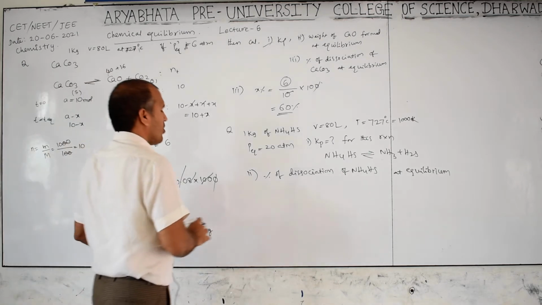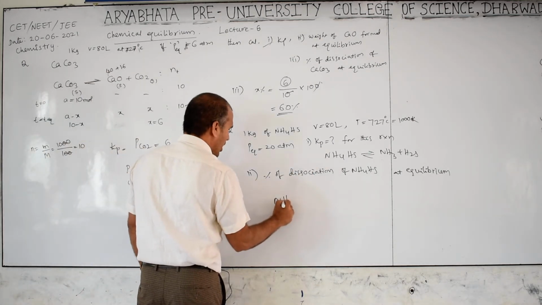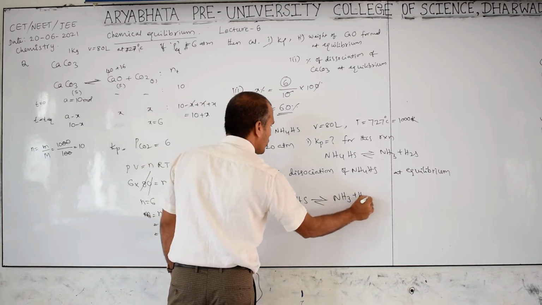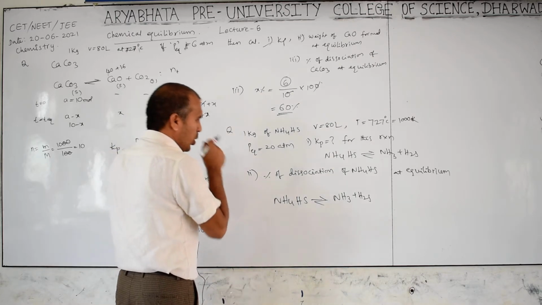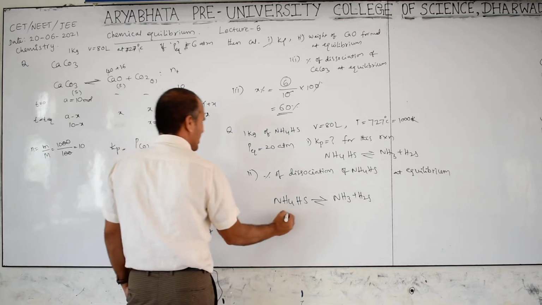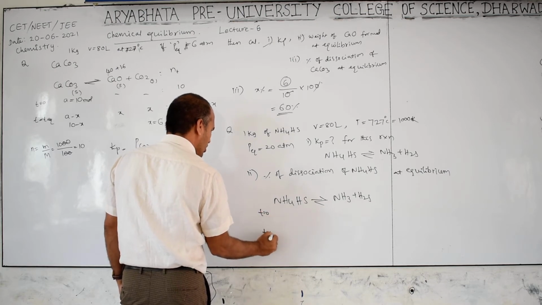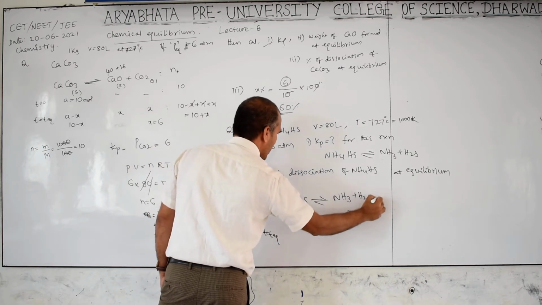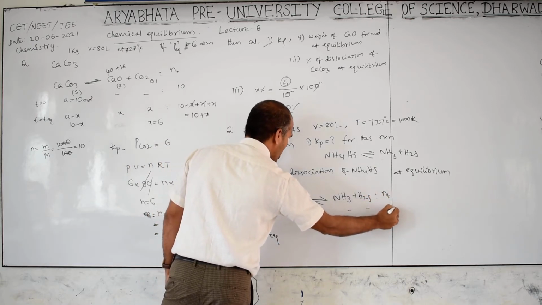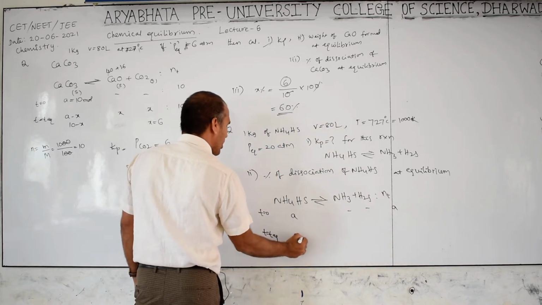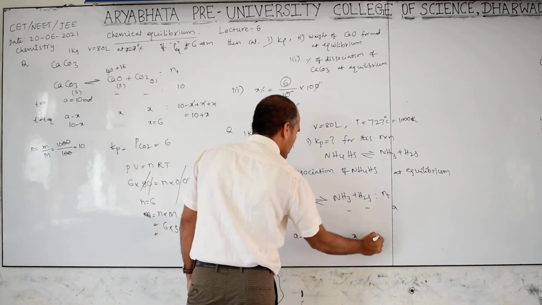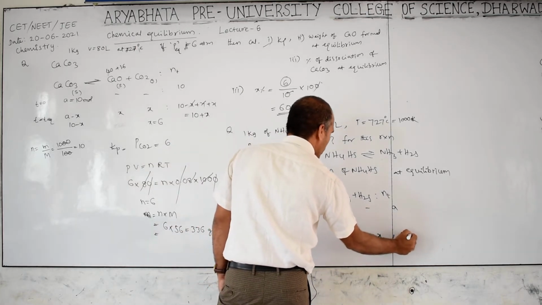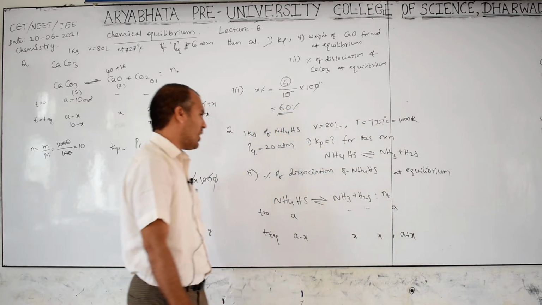Whatever they have given, first what you have to write? The equation is already given: NH4HS gives rise to NH3 plus H2S. Then t equal to 0 time, and t equal to t equilibrium time. Initially it is A, then A minus x, then x, and x. Therefore the x cancels, so A plus x is the total number of moles at equilibrium.